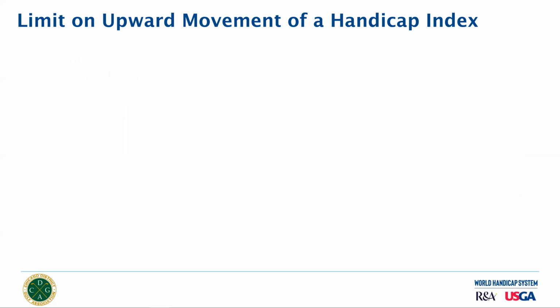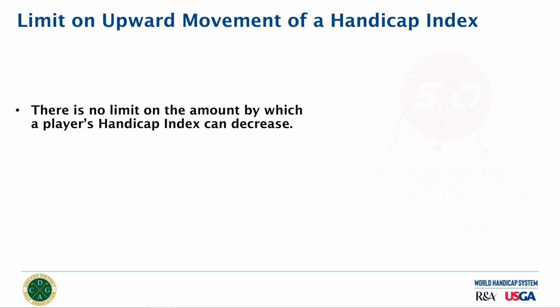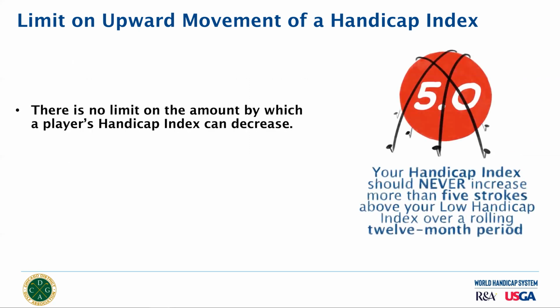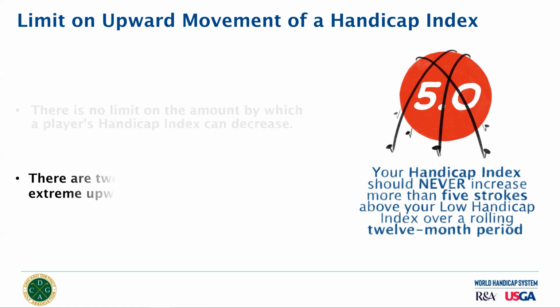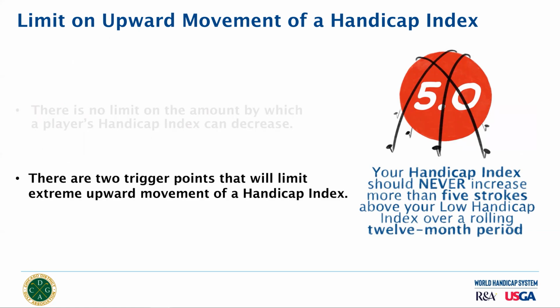The importance of having the low index is that it is the anchor point which will limit the upward movement of a handicap index. Now, as in the past, there is no limit on the amount by which a player's handicap index can decrease. Now, there is a limit on how far an index can go up. And this is something new. This is where the soft cap and the hard cap come in.